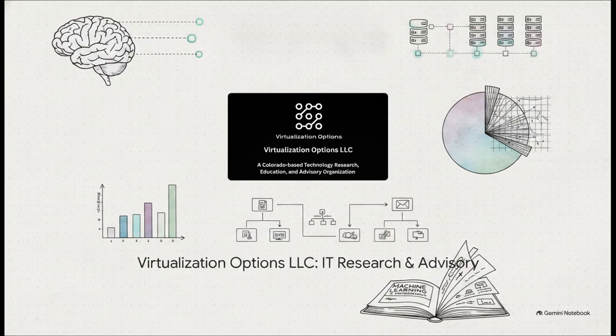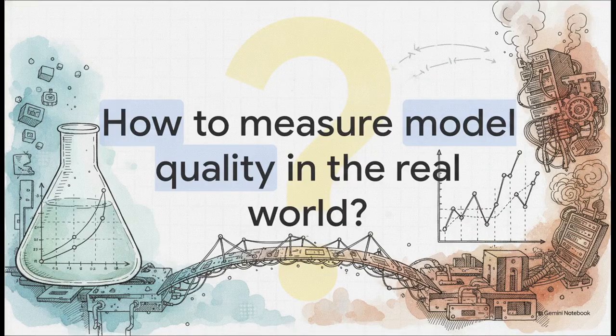To make sure we're keeping things grounded in actual enterprise reality, all of today's concepts come straight from Virtualization Options LLC. They're a Colorado-based technology research, education, and advisory organization. They put together this incredibly useful guide called 30 Common Terms Used in Machine Learning using easy-to-understand examples for IT professionals. Today, we are exclusively unpacking Chapter 6 of that guide. We're focusing purely on evaluation metrics, so we won't be repeating any of the material from prior chapters. Okay, let's dive into this.